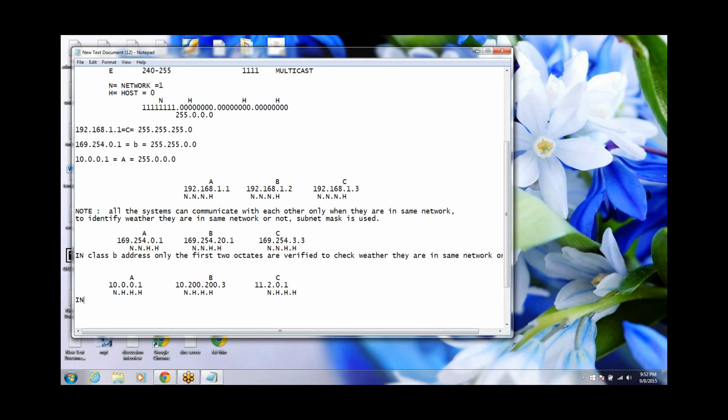In the above example, A and B can communicate with each other, but B and C cannot communicate with each other, because they are in different networks.